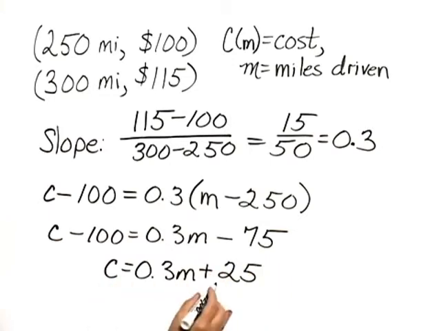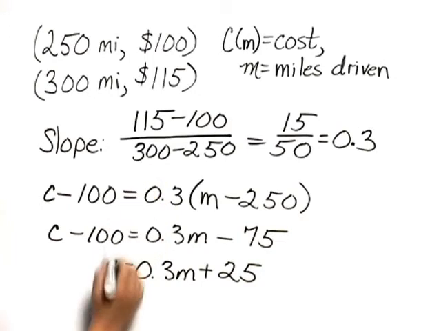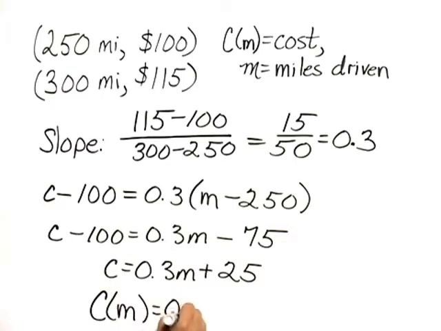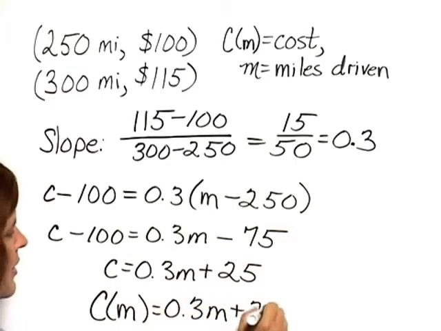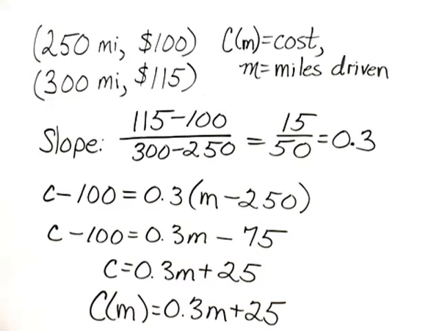This is an equation of the line, and I wrote it with just a C, but let's go ahead and write it with the function notation C of M equals 0.3 M plus 25. This is an equation for a linear function that fits the data. Now let's use that linear function.